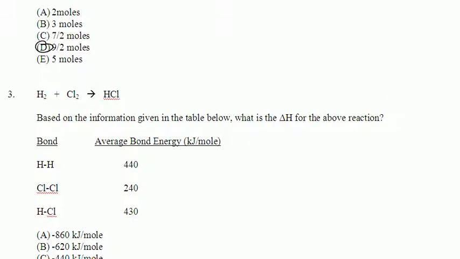Moving on to question number 3. They're asking again for a delta H value. So we're going to look for keywords. I do see the keyword bond. So we're going to use the formula delta H is equal to the sum of the bonds that are broken minus the sum of the bonds that are formed.